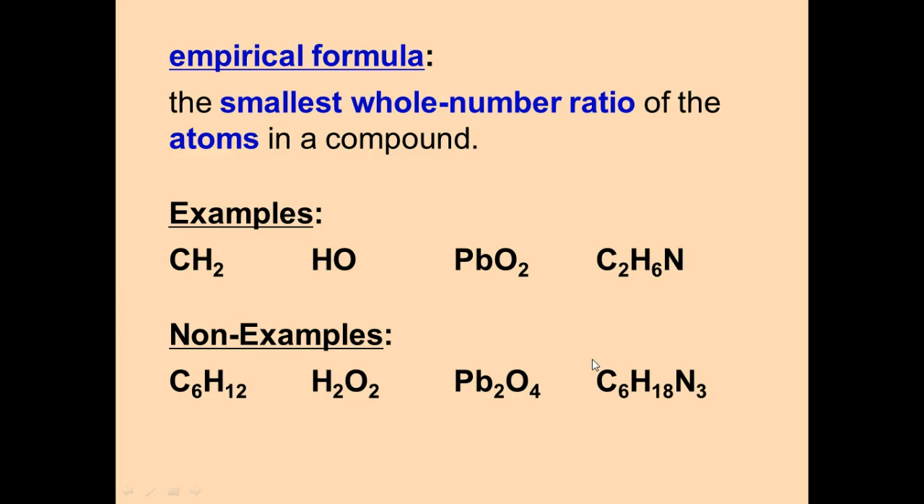And a good trick to know whether you're looking at empirical formulas or not is if you see an element that does not have a subscript, that means it has one atom of that element in this compound. So as soon as you see an element with no subscript, you know that's an empirical formula, because 1 cannot be divisible by anything except 1, and dividing by 1 wouldn't do anything. So you notice how in all of these, there's at least one element with a subscript of 1. If it has a subscript of 1, it's always an empirical formula.